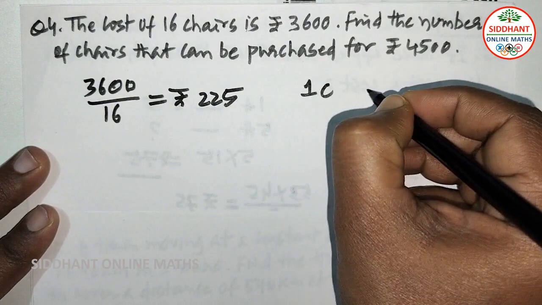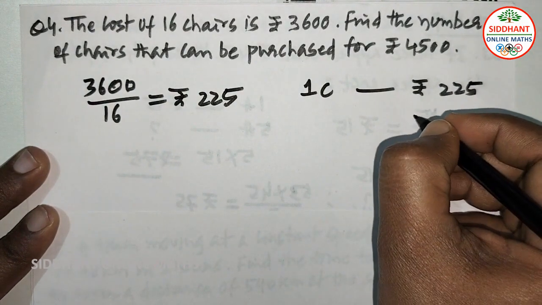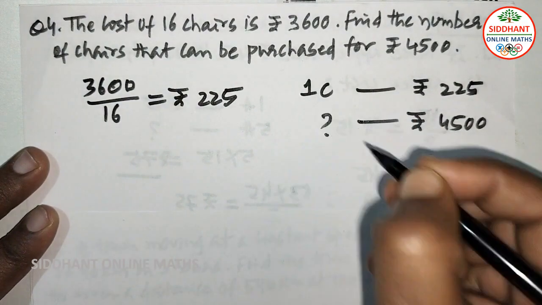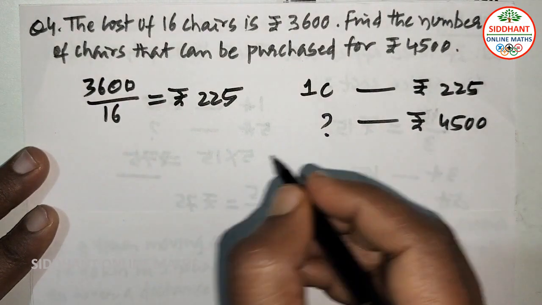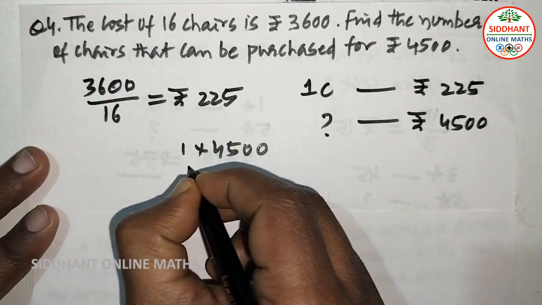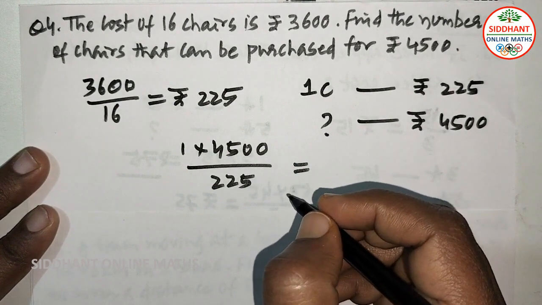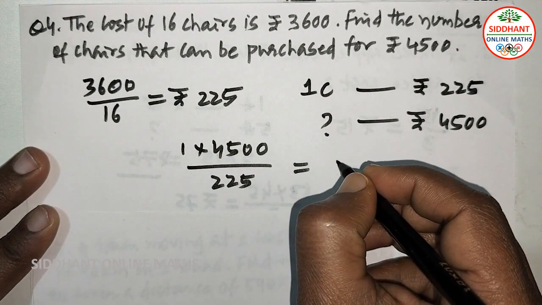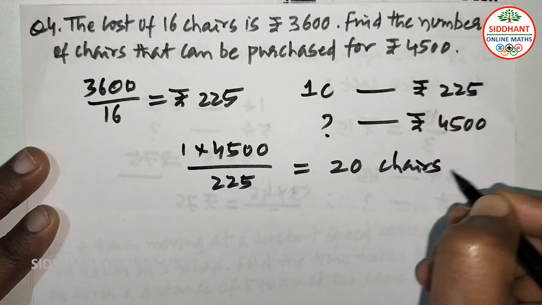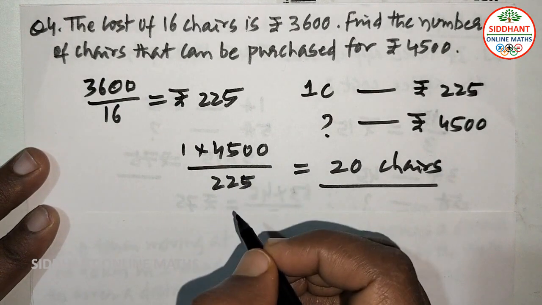So one chair, rupees 225. Then for rupees 4500, how many chairs are you going to get? That means 1 into 4500 by 225. So that will be 20 chairs you are going to get with the amount of rupees 4500.